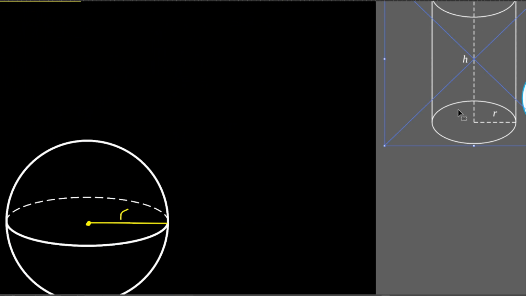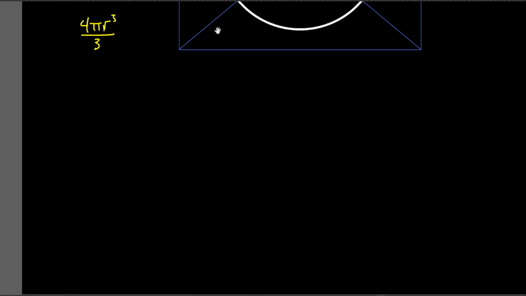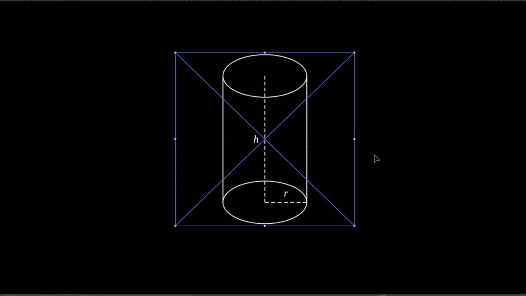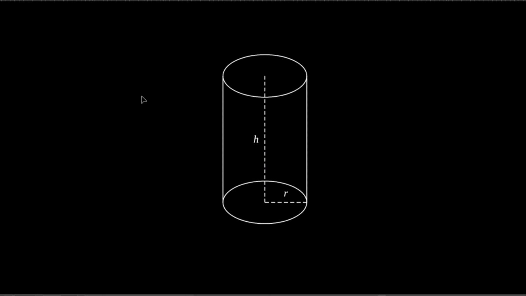And it's this thing right here. Copy that. Let's slide this up here like this. Oops, paste it. There we go. What's this thing called? Anybody know what that's called? Cylinder. It's a cylinder.